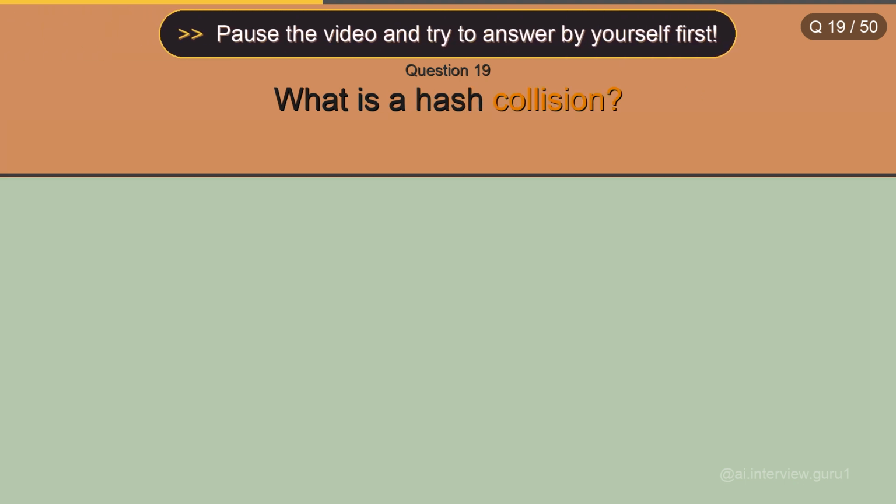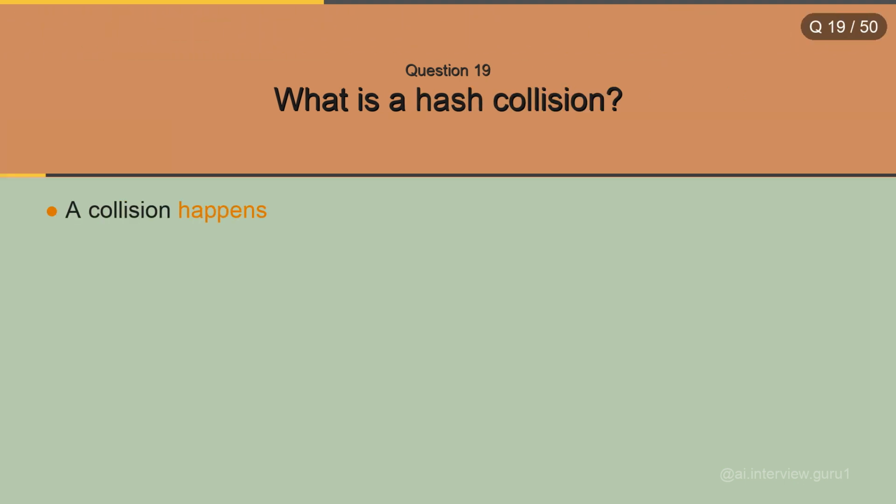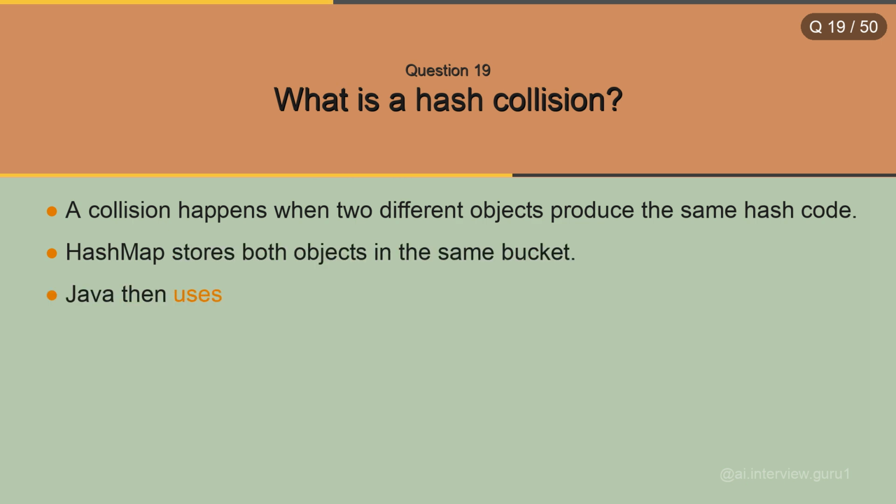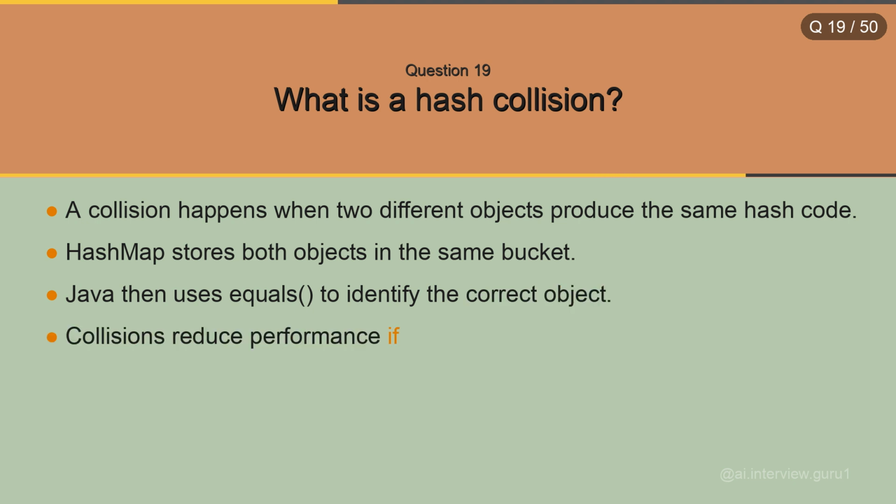What is a hash collision? A collision happens when two different objects produce the same hash code. HashMap stores both objects in the same bucket. Java then uses equals to identify the correct object. Collisions reduce performance if they occur frequently.